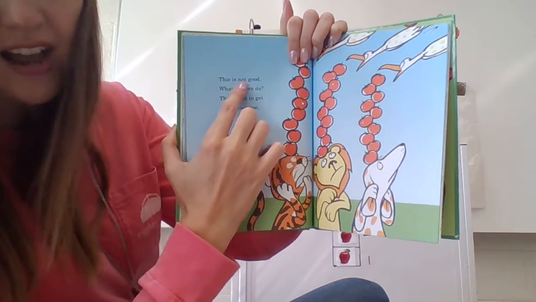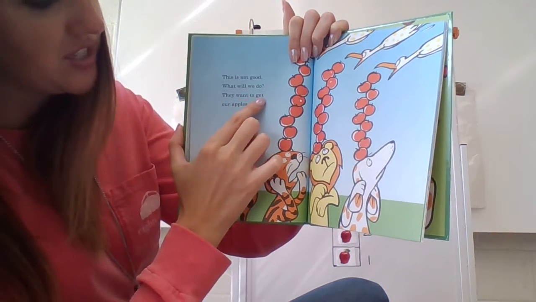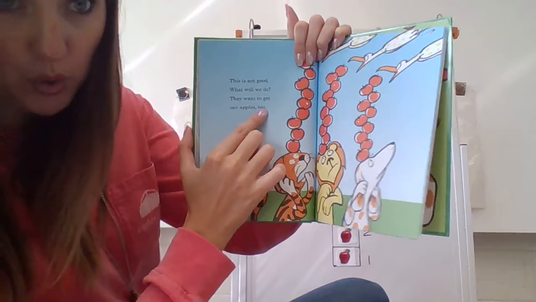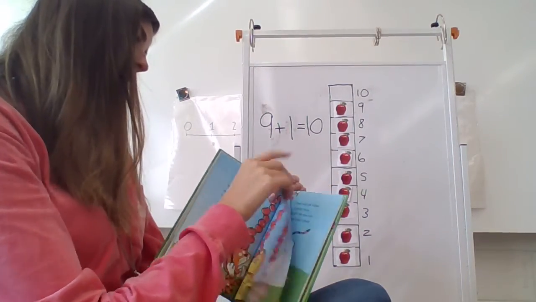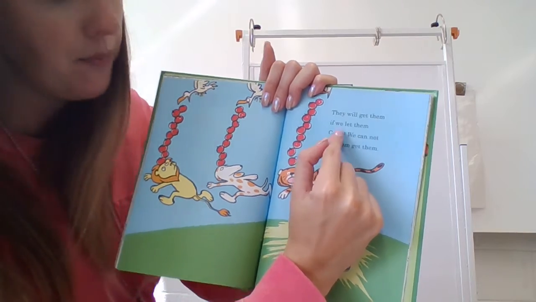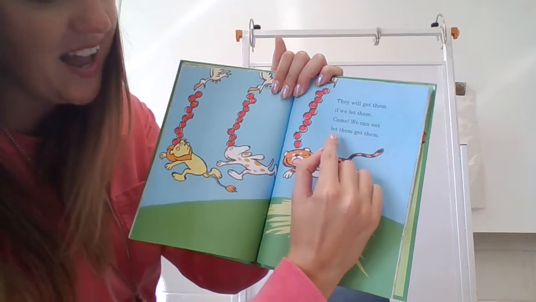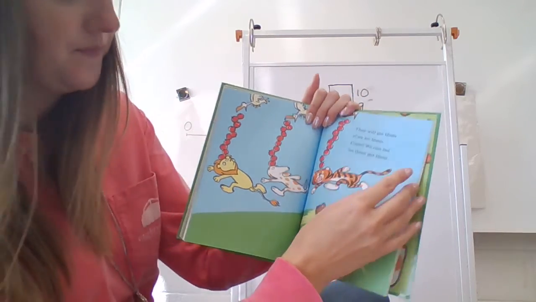This is not good. What will we do? They want to get our apples too. They will get them if we let them. Come, we cannot let them get them.